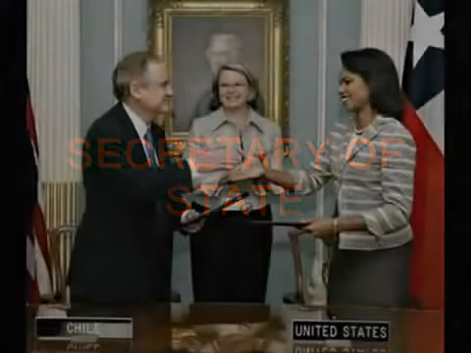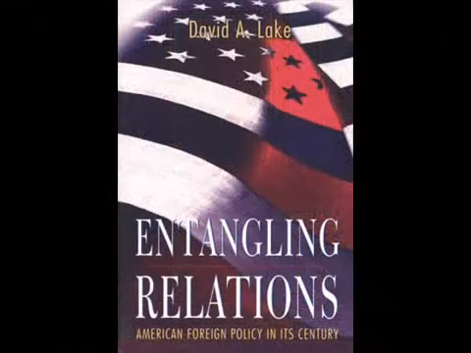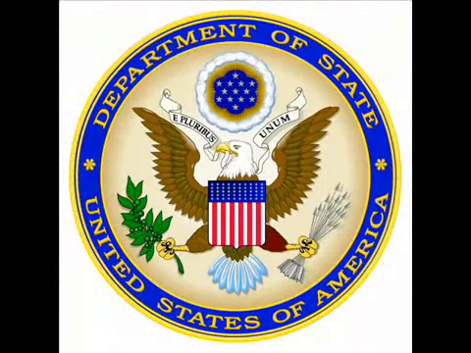The Secretary of State is the official responsible for foreign policy. The U.S. Secretary of State is the head of the United States Department of State. In the presidential line of succession, the Secretary of State is the highest-ranking member of the cabinet.